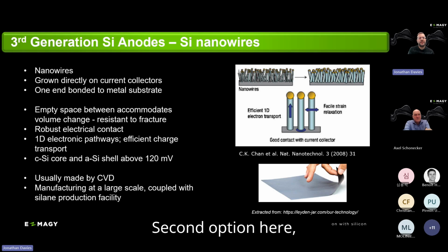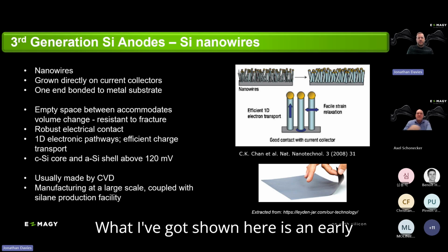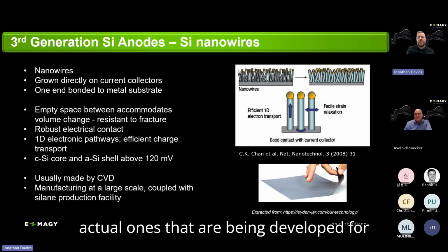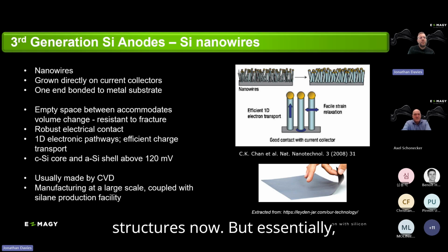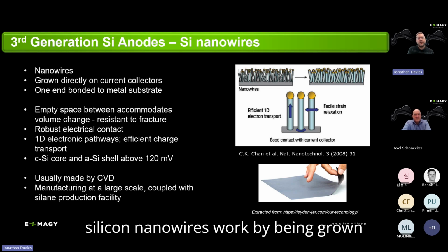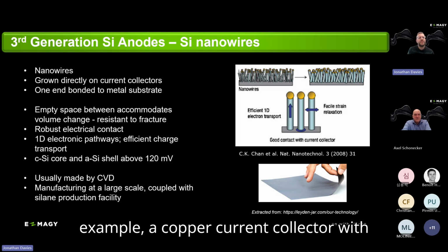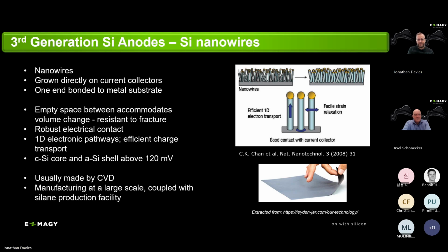Second option here, second development, is silicon nanowires. What I've got shown here is an early development of silicon nanowires. The actual ones that are being developed for commercial applications have more complex structures now. But essentially, silicon nanowires work by being grown directly onto current collectors. So for example, a copper current collector, with one end bonded to the metal substrate.